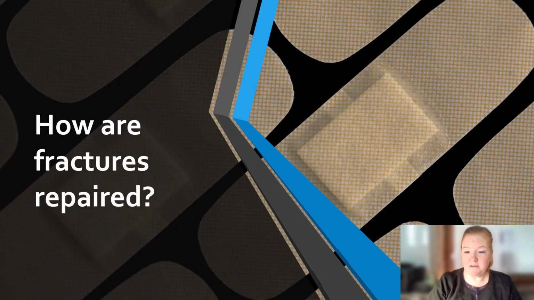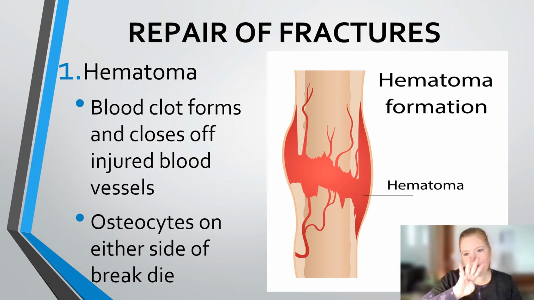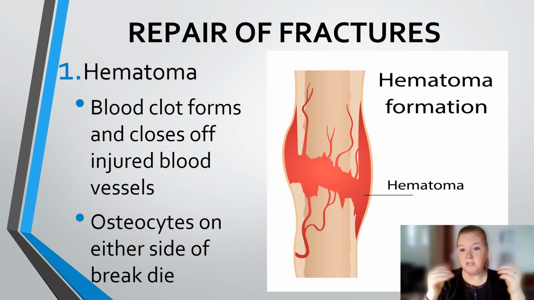We will be talking about fractures later, but this relates because we're talking about building bone. So how do we repair fractures? Well, there are four main stages to fracture repair. First, there's a hematoma. There's an injury, we have bleeding, and a blood clot closes off those injured blood vessels. The osteocytes that depended on that blood flow are going to die, okay?